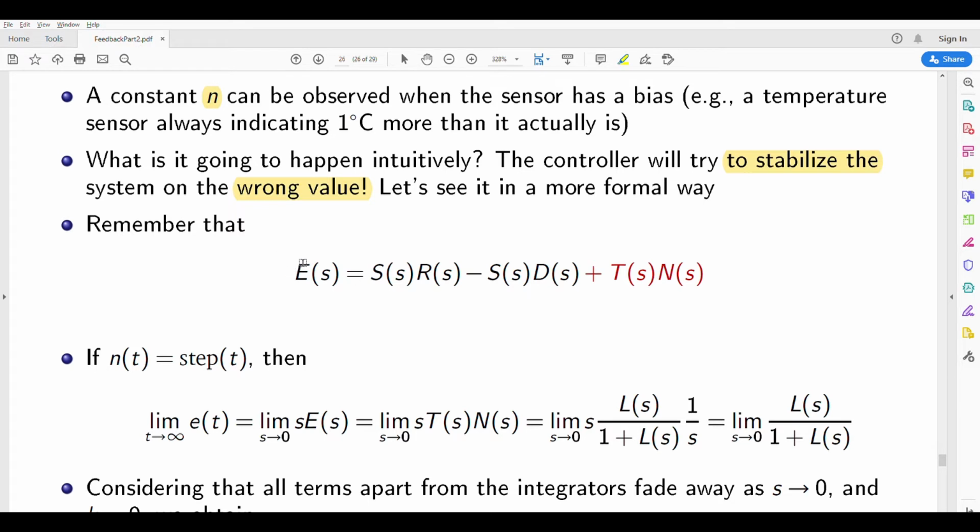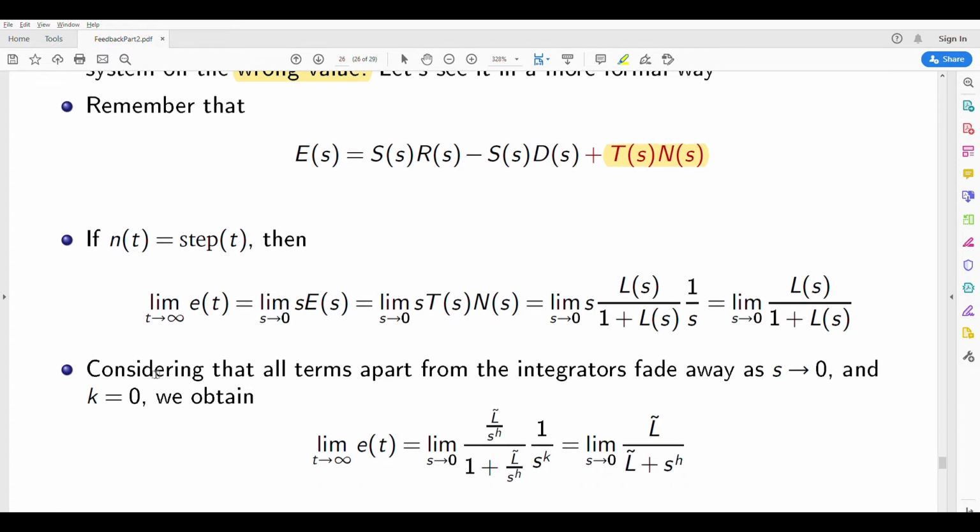If you remember, we have E equal to S(s) times R minus S(s) times D plus T(s) times N. So N is the noise signal, and since our focus is on the attenuation of the noise, we set the others to 0. So E(s) will be equal to T(s) times N(s). And then if we say that n(t) is a step function, we can find the steady state error, limit of e(t) as t goes towards infinity, following the formulation here. So limit of s times E(s), which gives us limit of s times T(s) times N(s). You can see it over there.